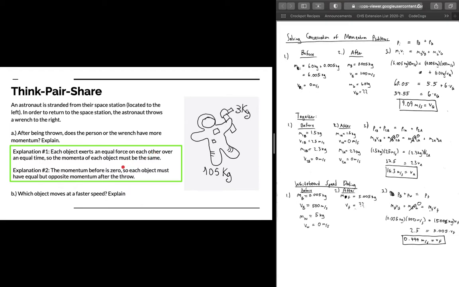Even if we don't know what the specific numbers are. In B, we ask which object moves at a faster speed. Now explain, okay? So we know both of these objects are going to have equal amounts of momentum, okay? So now we need to be thinking about the masses of each object, okay? So they have equal amounts of momentum, but the astronaut has more mass than the wrench, which means the astronaut has more inertia. So as a result, because our astronaut has more inertia, that means by Newton's first law, the astronaut's going to move slower and the wrench will move faster.